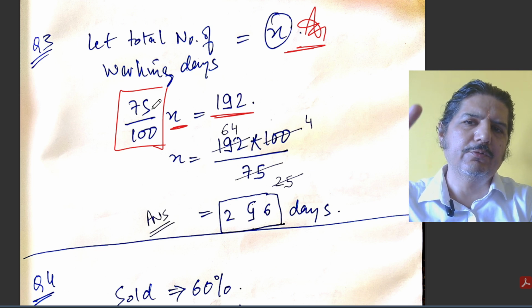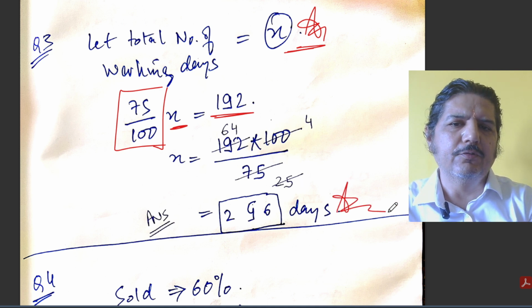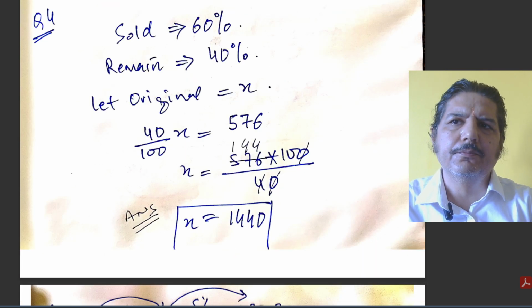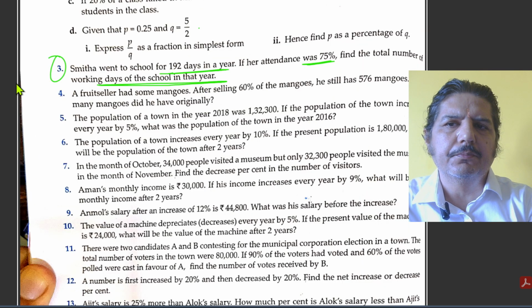As I have told you, you have to take a reciprocal of 75 upon 100. That is 100 upon 75, and then you should know how to cancel, and the final answer would be 256 days. I hope this is clear. This is one of the simple questions.